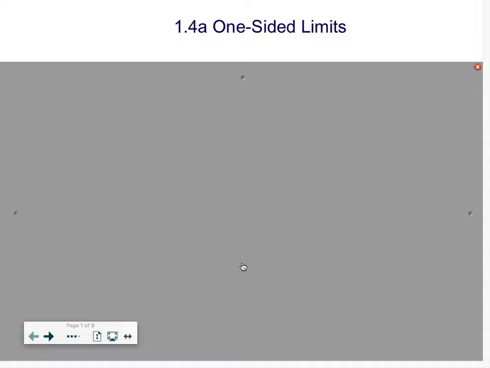So we've already talked about the concept of if we're coming from the left side and the right side, and if they don't match up, then the limit doesn't exist. But we've never actually talked about those sides individually, which is what we're going to do today. Okay? So we're going to talk about the concept of a one-sided limit.